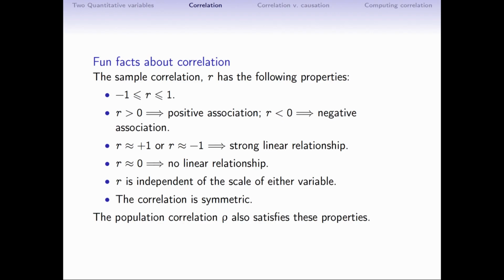If R is very close to 0, that's evidence of very little or no linear relationship between the variables. We saw that in our example of looking at the ICU admissions and comparing heart rate and systolic blood pressure. We saw that there was no apparent relationship between the variables, and that corresponded to a very, very small negative correlation. R is independent of the scale of either variable.